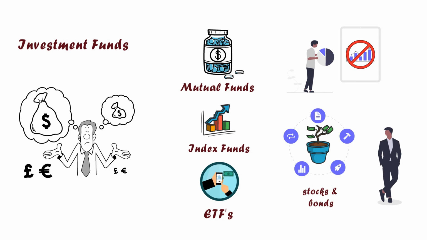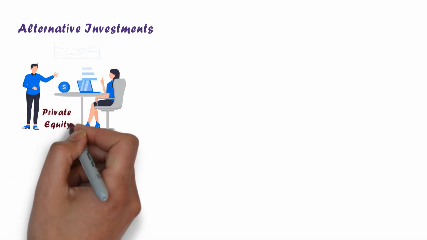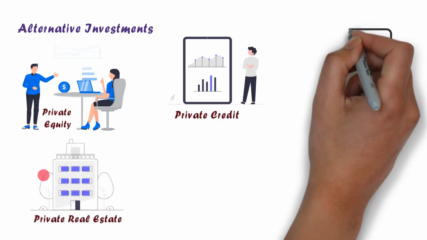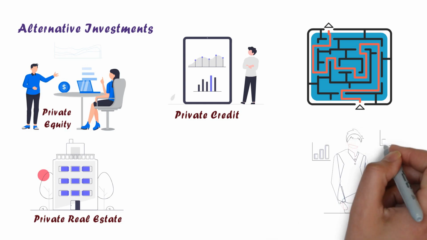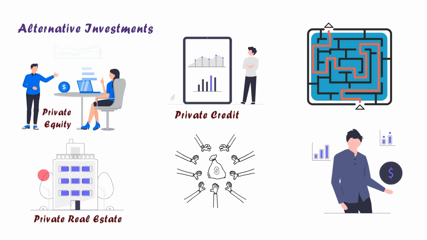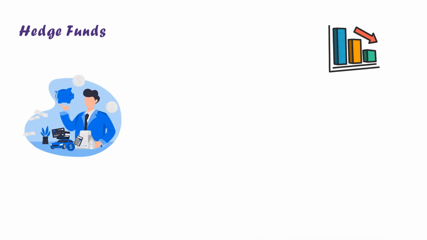The last one is alternative investments. In alternative investments, there are two main types. First are private assets such as private equity, private credit, infrastructure, and private real estate. They are more complex and less frequently traded than public stocks and bonds, and give investors access to additional sources of return. Hedge funds, the second type, operate mainly in public markets but use less traditional tools such as short selling and leverage.